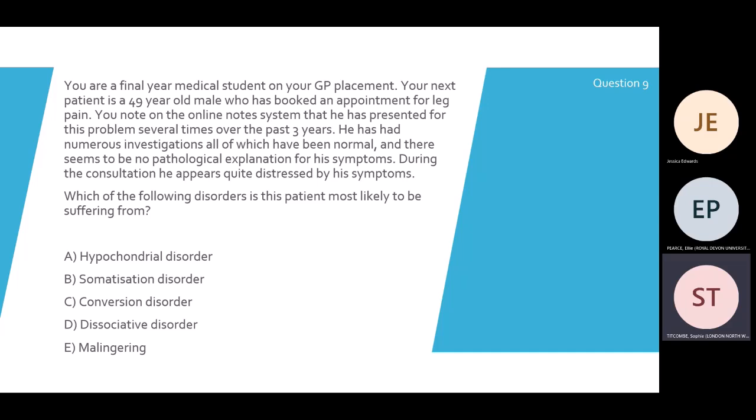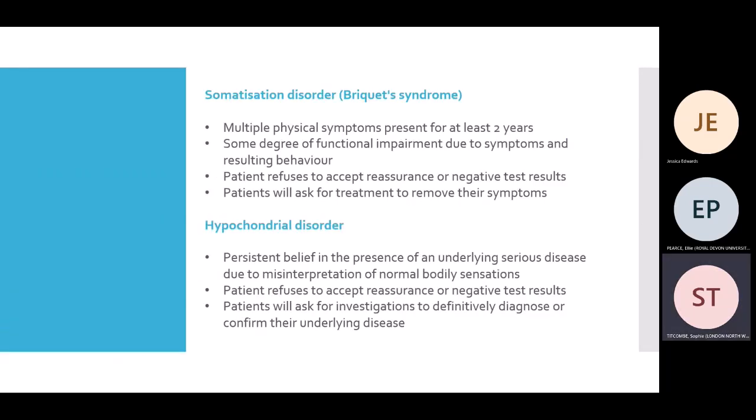And the correct answer for question 9 is B, somaticization disorder. So what are we referring to by somaticization disorder, which is also sometimes known as Briquet's syndrome? This refers to a patient who has had multiple physical symptoms which have been present for at least 2 years. There's some degree of functional impairment due to those symptoms, and the patient refuses to accept reassurance or negative test results, and they want treatment to remove their symptoms.